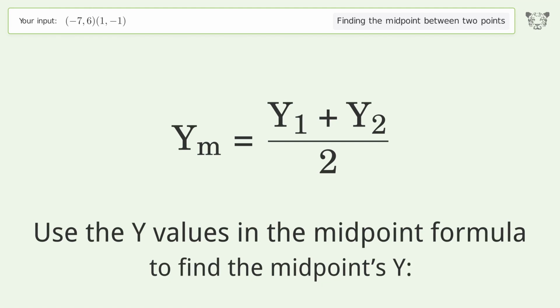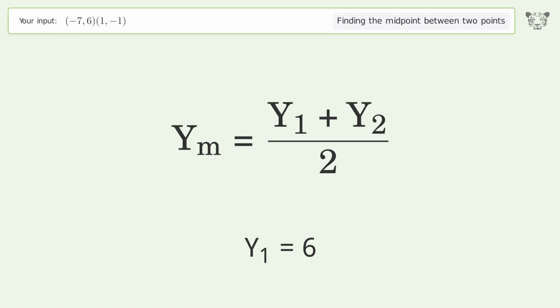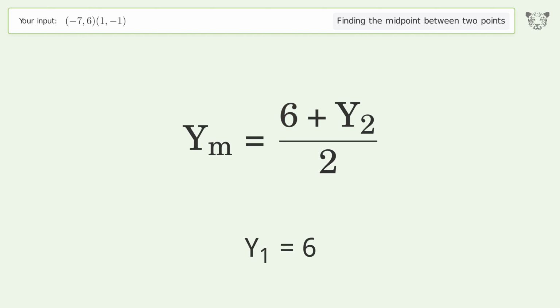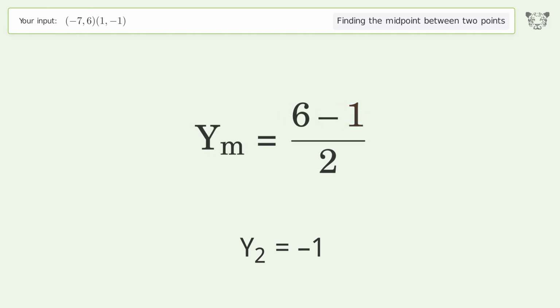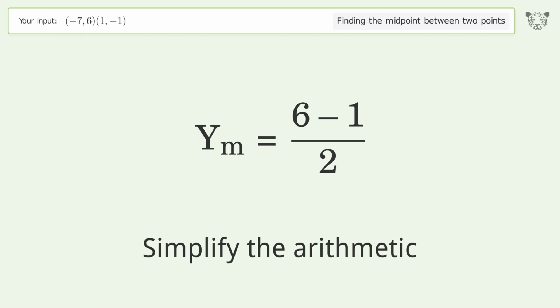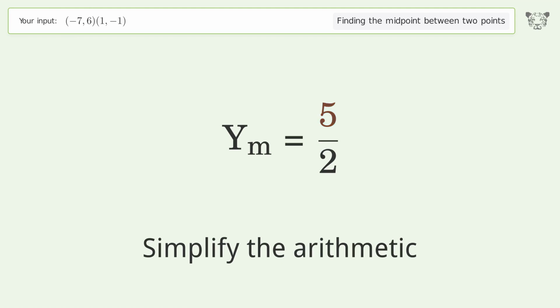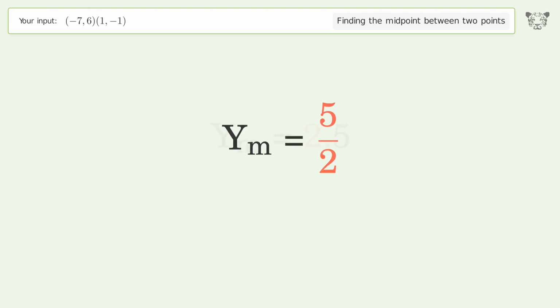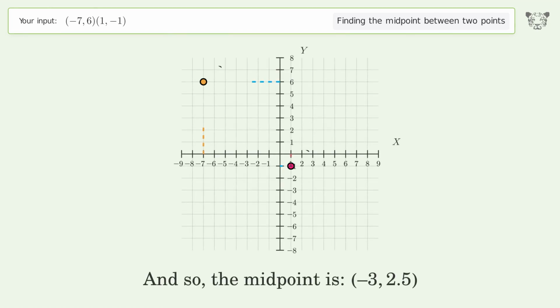Use the y values in the midpoint formula to find the midpoint's y. y1 equals 6. y2 equals -1. Simplify the arithmetic. And so, the midpoint is -3, 2.5.